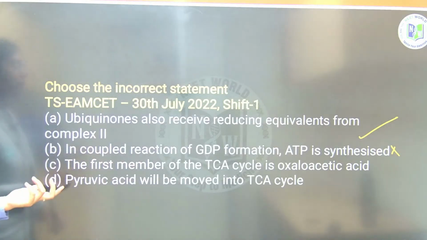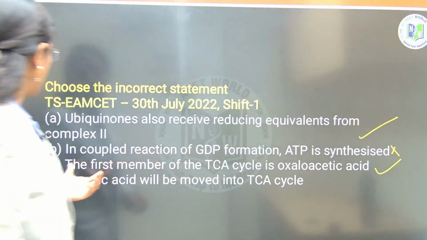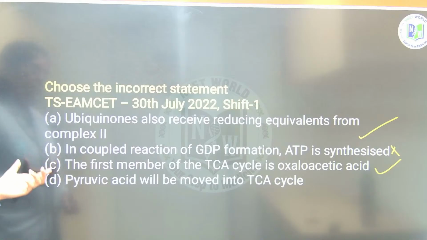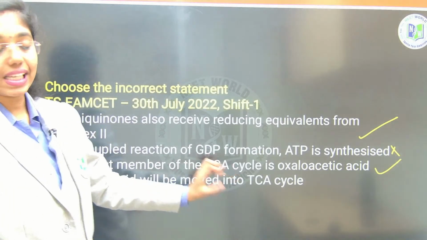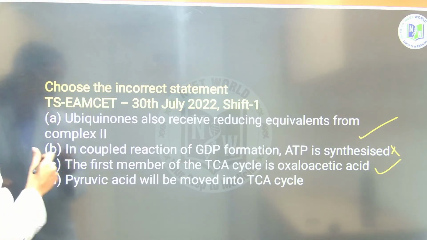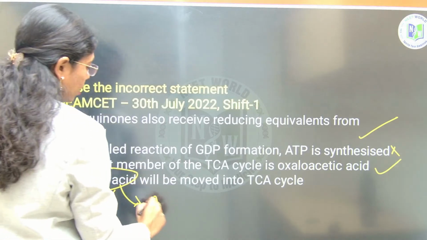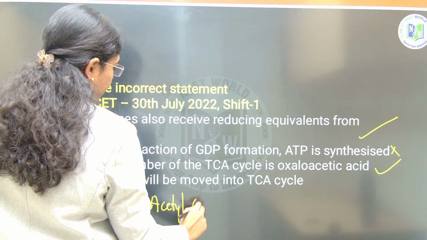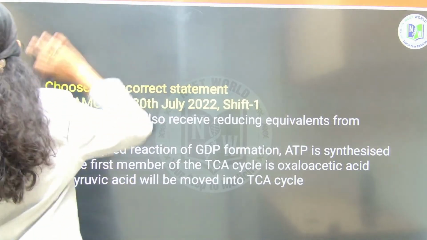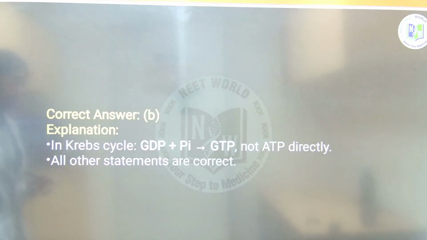The first member of the TCA cycle is oxaloacetic acid, which is true. Pyruvic acid will be moved into the TCA cycle. Pyruvic acid is not moved into the TCA cycle, it is converted to acetyl-CoA. You can either choose B or D. Let's look at the explanation once.